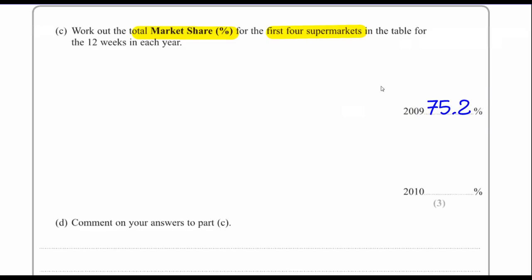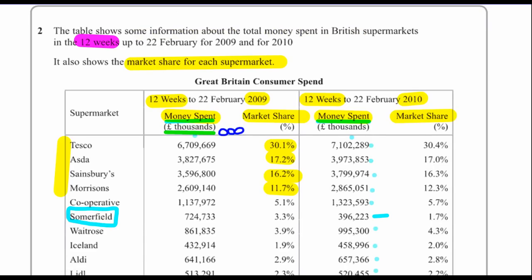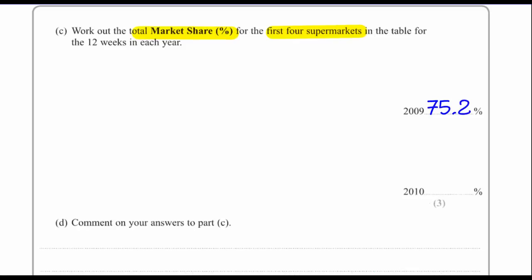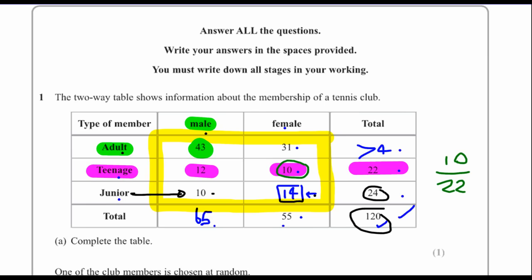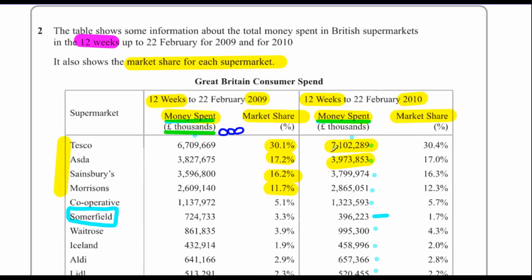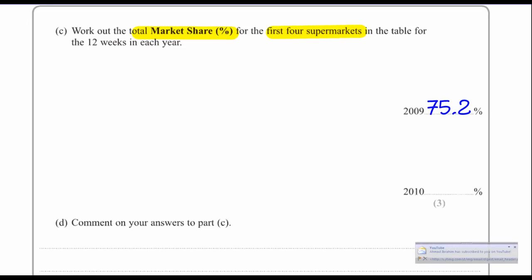And for 2010, it's the exact same technique. All we're going to do is add up the 2010 figures for the percent, of course. Okay, so 30.4 plus 17 plus 16.3 plus 12.3, and we're going to get 76% as our answer. 76%.